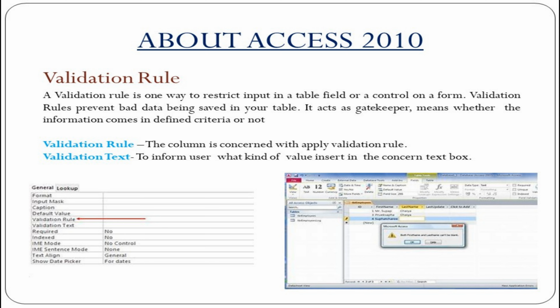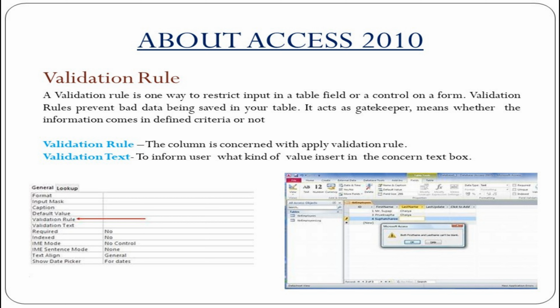First, we understand what is validation rule and what is validation text. Validation rule, the column is concerned with applying the validation rule. Here in this column, we put the validation criteria. Okay, so the field accepts data according to the defined validation rule.